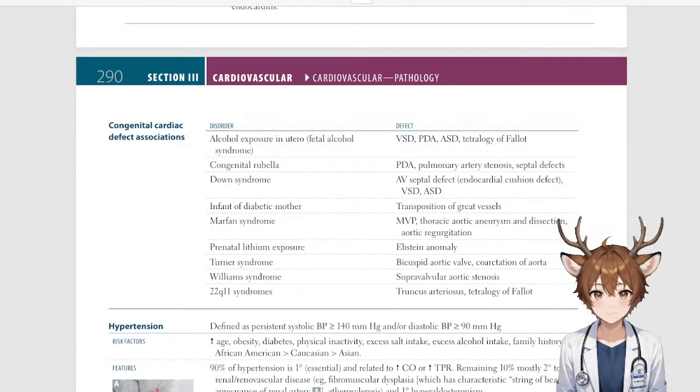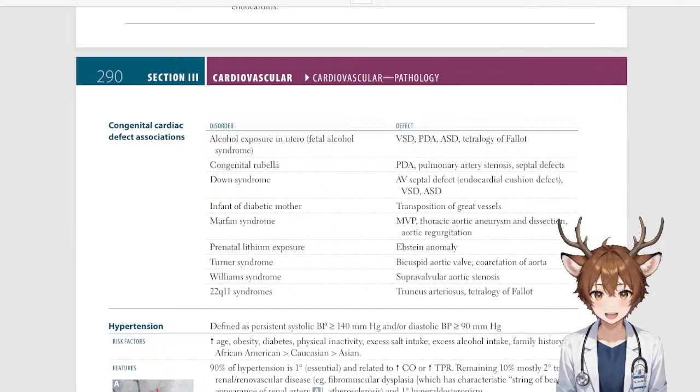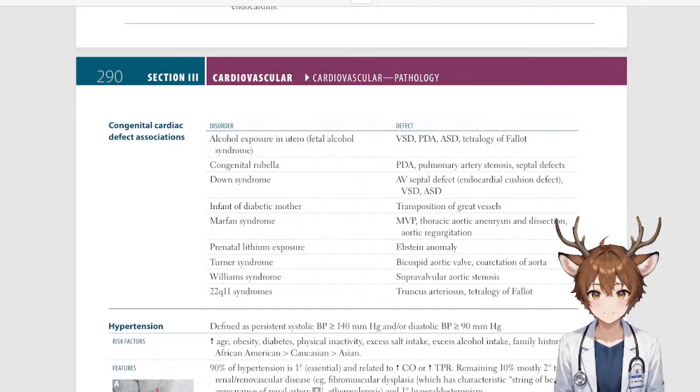So the parathyroid glands are kind of underdeveloped. Yeah, you have thymic hypoplasia, so you have low T cell count, so you have a defective immune system. So that's all DiGeorge syndrome.